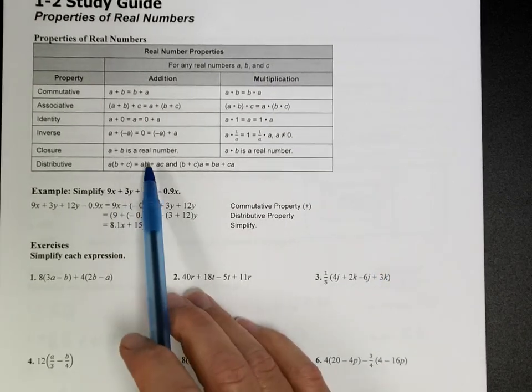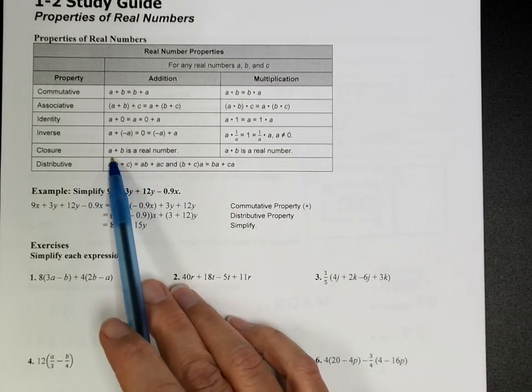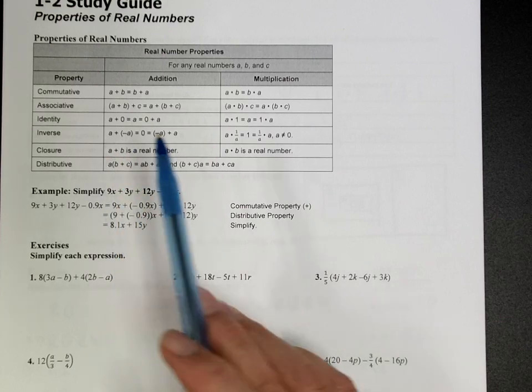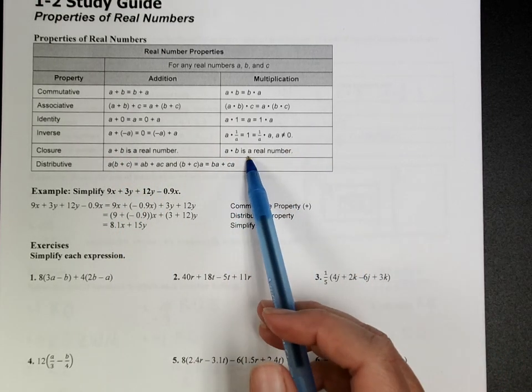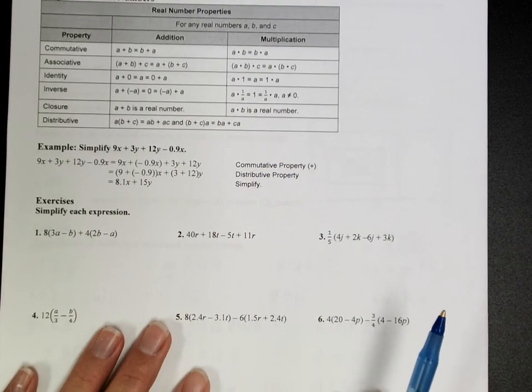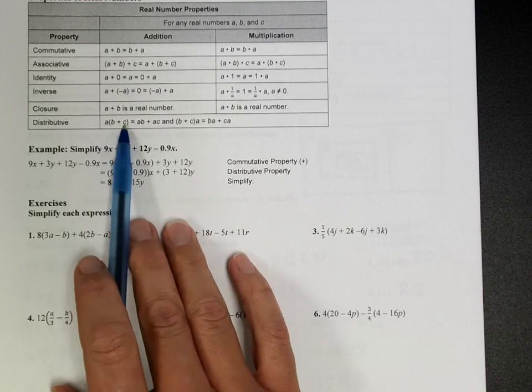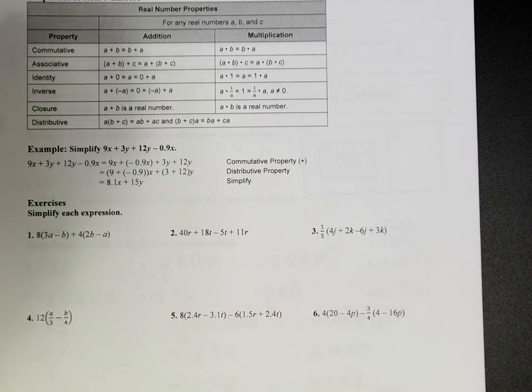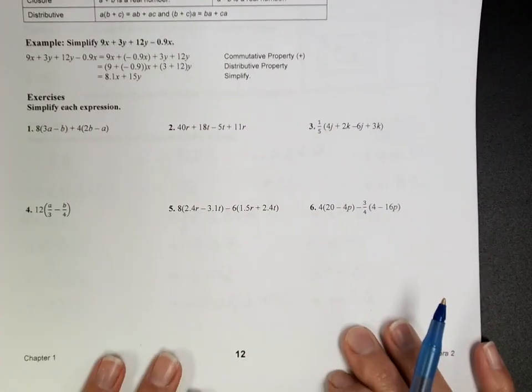And then you have your closure, which is just that if A and B are both real numbers, then A plus B is also a real number. Or if A and B are both real numbers, then A times B is a real number. Again, you don't know what an imaginary is yet, so it doesn't really matter. But distributive is another big one that you should be very familiar with. So let's just look at simplifying some of these expressions.